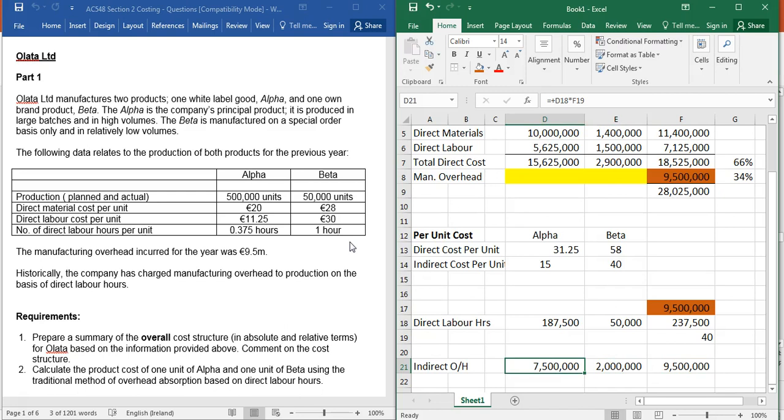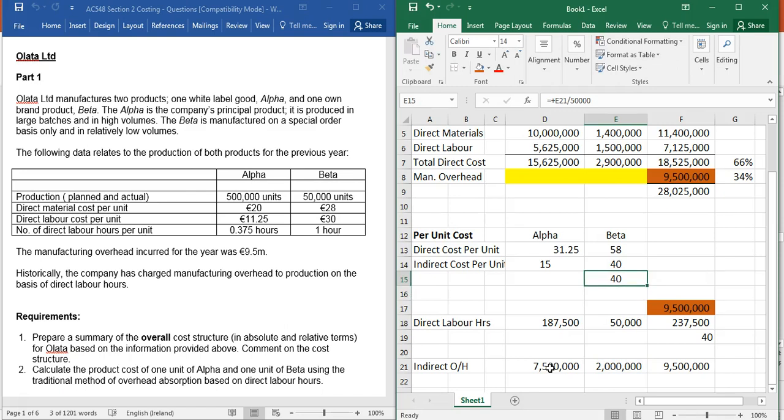And just to sense check that our answer is correct, this is the total amount for alpha, which is 500,000 units, and this is the total for beta, which is 50,000. If we get it on a per unit basis, 7.5 million divided by the units of alpha gets us to 15, so we know we're correct. And also if we divide the total indirect overhead allocated to all of beta by the number of beta units, it gets us to 40 as well, so we know we're correct.